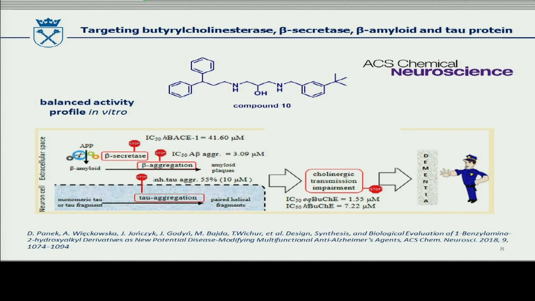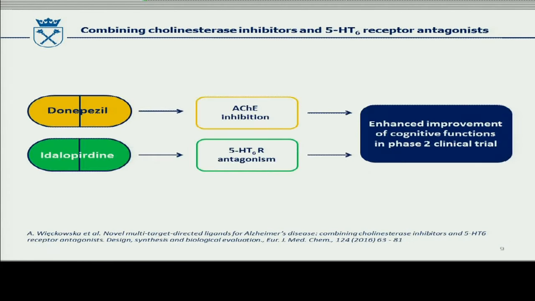I want to stress the fact that it is for the first time such a compound was described in the literature, such a compound combining 4 activities in a single molecule. And we believe that maybe one day it could be a part of an effective treatment of dementia.